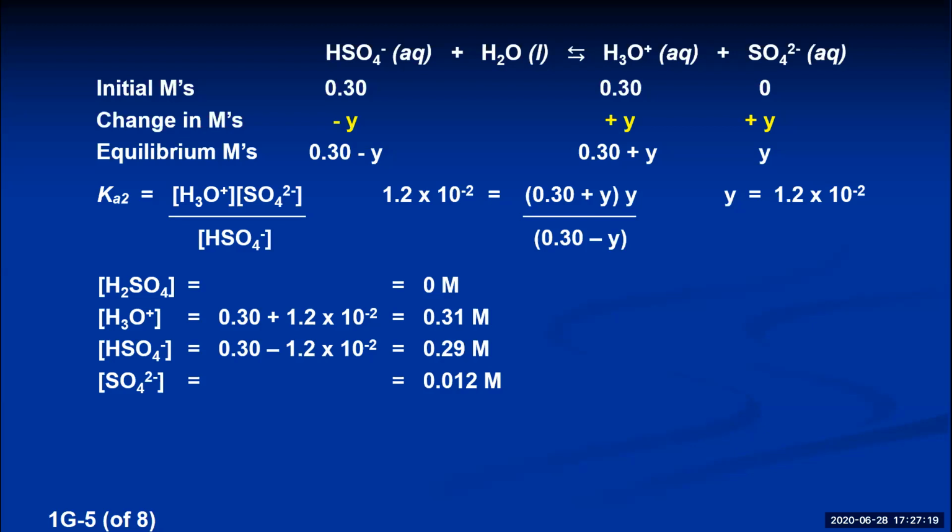Part B, the pH of the solution, that comes from the hydronium ion concentration. We take the negative log of 0.31 molar, and to two significant figures, we get a very low pH of 0.51.